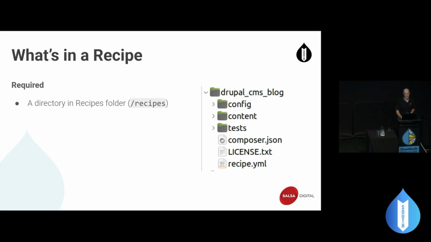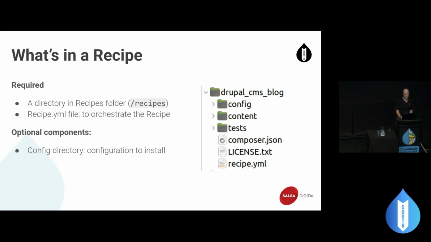Now, the second thing you need is a recipe YAML file. This is the configuration of a recipe. You need a recipe YAML file to tell it what to do and to orchestrate the recipe. And then it comes with a series of other optional artifacts and components. You can have a config directory similar to your module config directory, where you can store your pre-built config to install with your recipe. You can have a Composer JSON specifying packages you want downloaded.